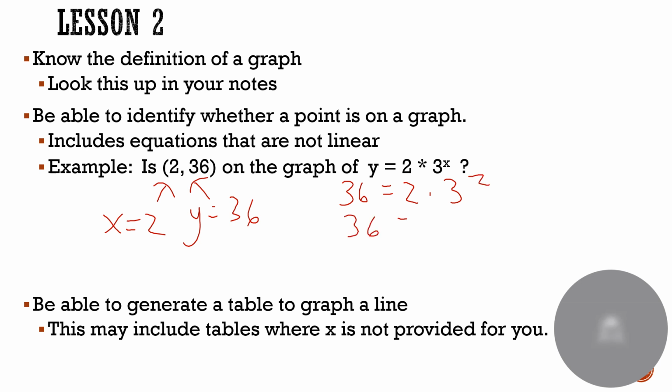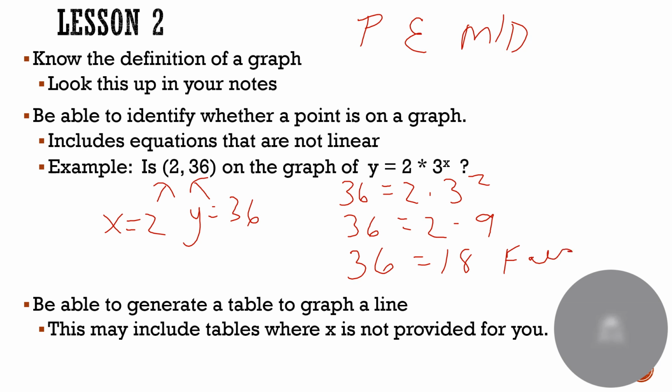And remember your order of operations. So a common mistake on this is to do the multiplication and to say, oh, 2 times 3 is 6 and 6 squared is 36. It's true, it's on the graph, but that is not your order of operations. Your order of operations is parentheses, then exponents, then multiplication and division. So we need to do that exponent first. 3 squared is 9, and I got 36 is equal to 18, which is false. And so my answer is no. That point is not on the graph.